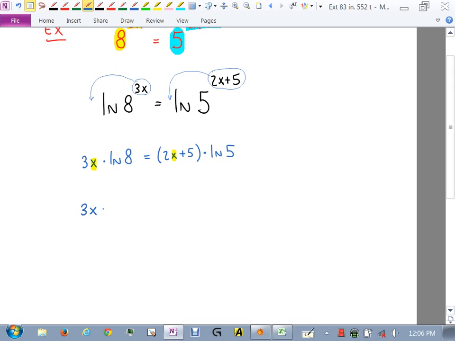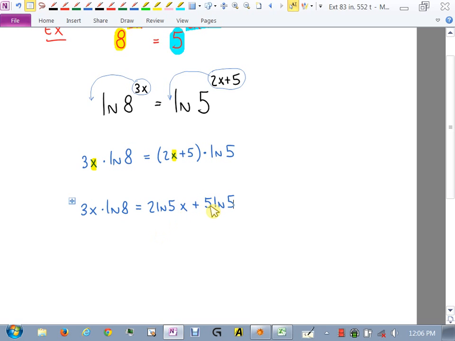I have 3x times natural log 8 equals 2 natural log 5 times x plus 5 natural log 5. So when you multiply natural log of 5 times 2x, the 2 cannot go inside the log. Okay, the 2 just stays out in front of it. Now what you could do with this 2 that's in front of a log? You could, if you wanted to, bring it up and make it 5 squared, right? You could.